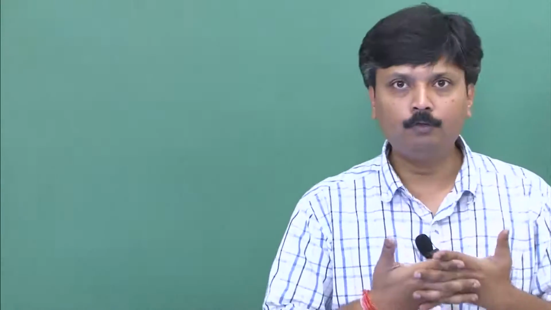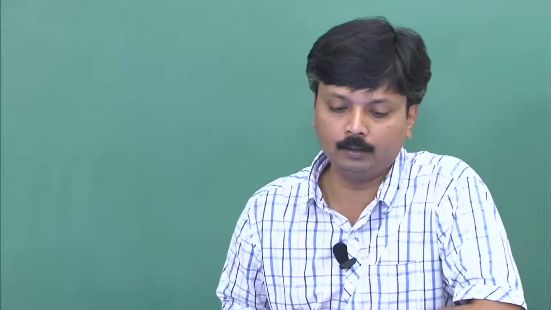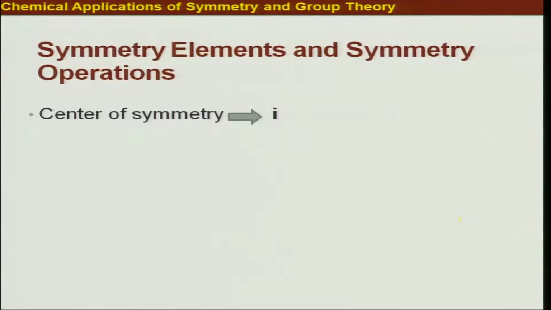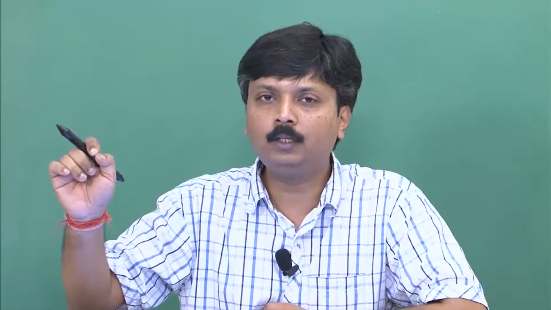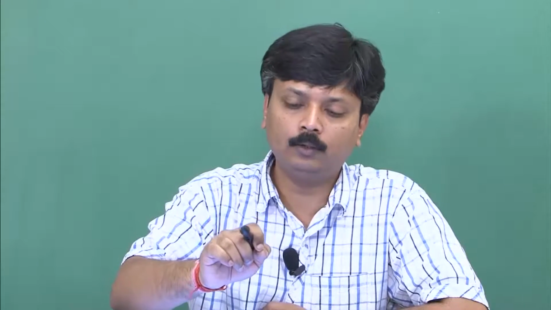Now let's move to the next symmetry element that we need to learn, that is the center of symmetry, also called the inversion center, that is written on the screen. So how do we define the center of inversion? For any given molecular structure, if you can produce an equivalent point by taking a point on the object and passing through a particular point and getting the equivalent point on the other side, then that origin will be known as a center of inversion.